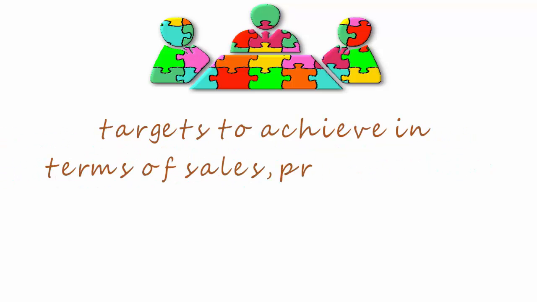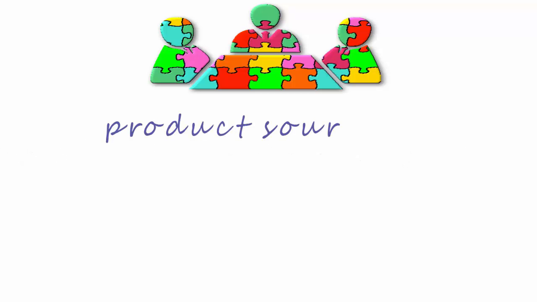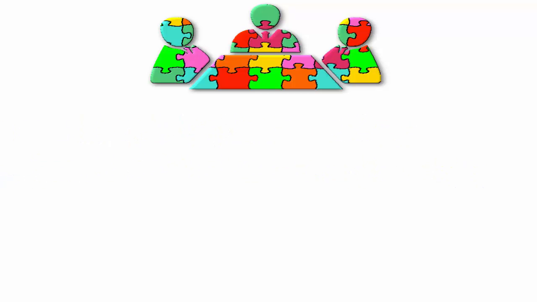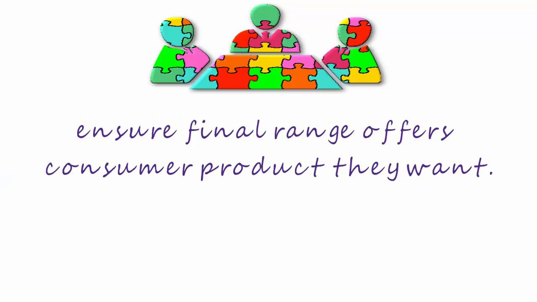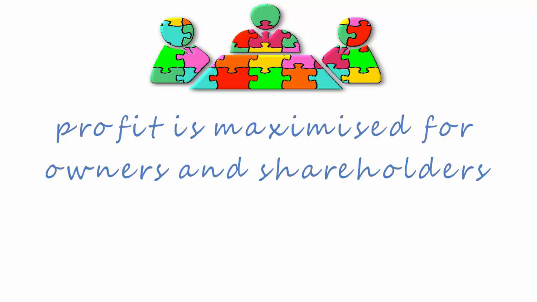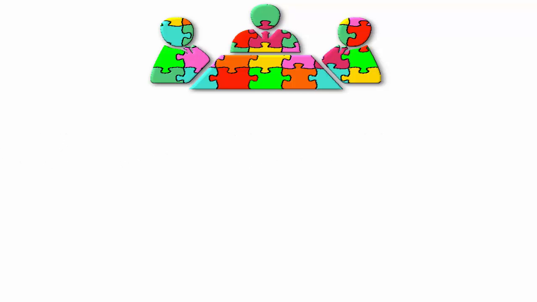The buyer will have targets to achieve in terms of sales and profitability and needs to plan the range mix to achieve them. They will consider product sourcing, product mix and margin mix to ensure that the final range offers the consumer the product they want to buy and profit is maximised for the owners and shareholders. Selecting a range is like building a jigsaw, with the correct parts carefully planned to produce the right outcome.